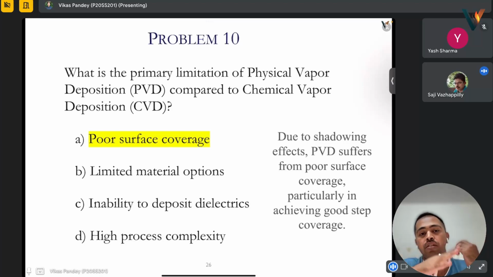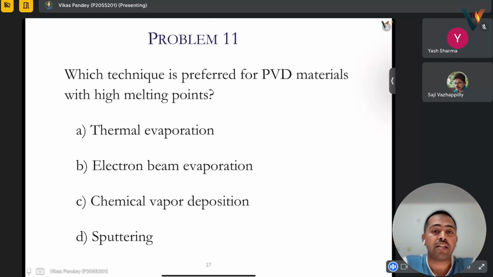Okay, so surface coverage in one is one issue, but one advantage is also there. In case of CVD, very high temperature is there. Once you have already made some pattern or deposited, then later on CVD is difficult to be done over it. Okay. So which technique is preferred for PVD materials with high melting points?